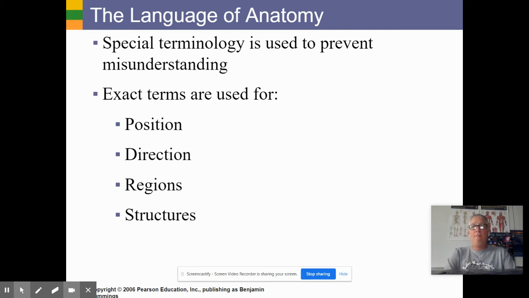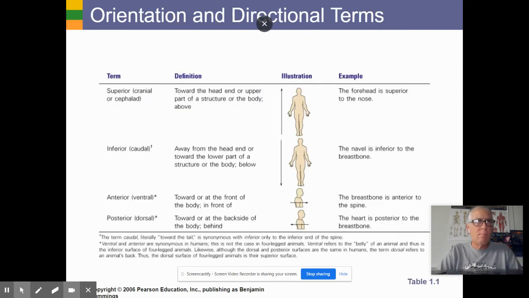In class, if you say, hey, Mr. Ells, what's on top of that? I'll say, I don't know what you're talking about. What is on top of what? Well, you'll say, on top of the heart. I'll say, on top, what is on top? Your answer is, well, what is superior to the heart? Those are the things that we're going to talk about now.